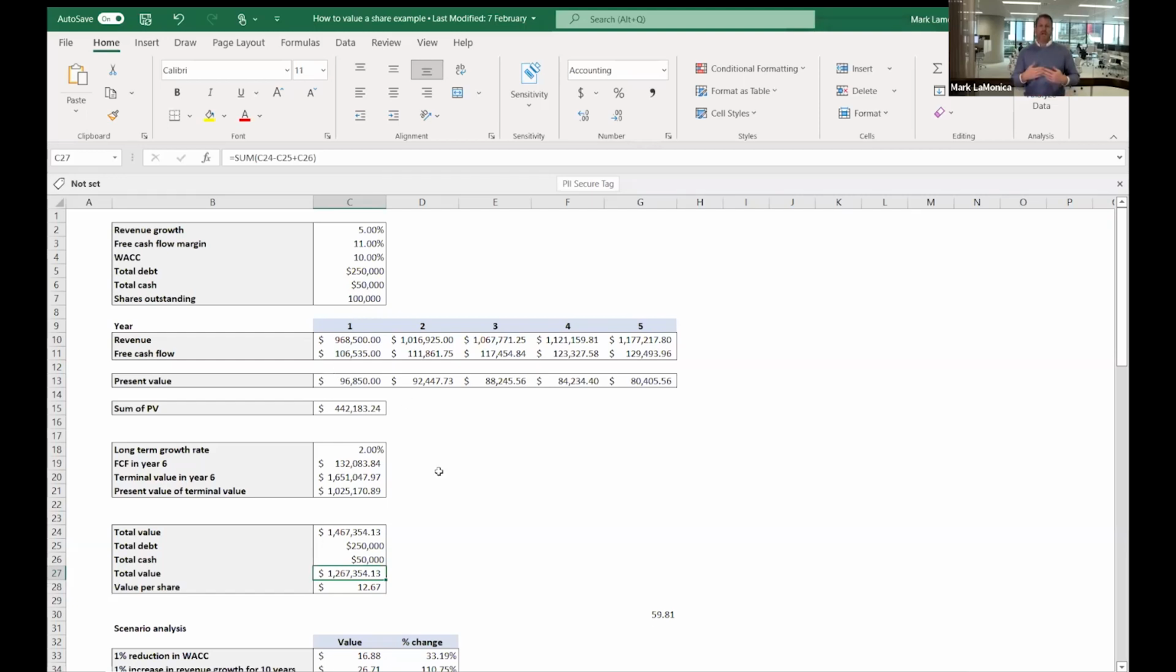Because what we care about, of course, as investors is per share profit, right? That's really, really important to us. So we're dividing this $1.2 million by 100,000 shares outstanding. So that's how we get the value per share. So that count of shares is really important, and we need to assess that, right?